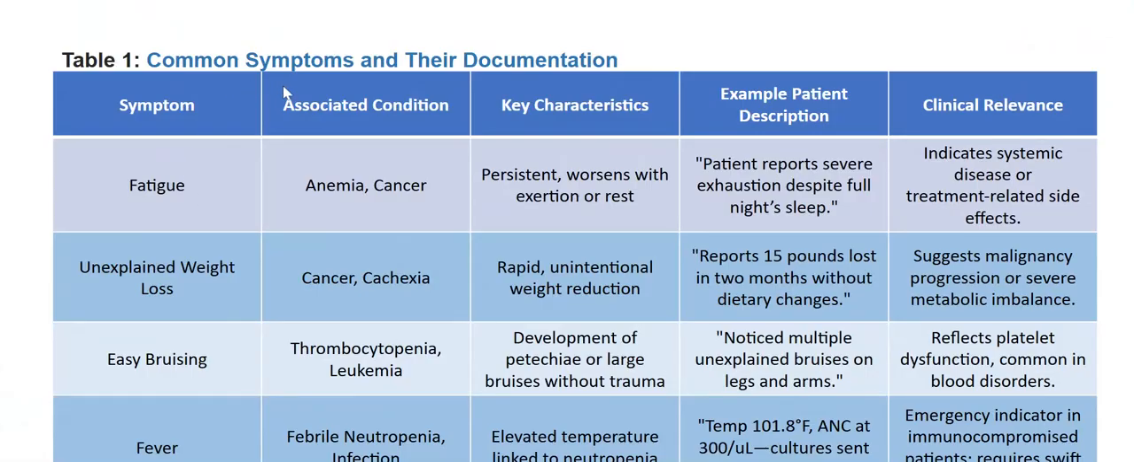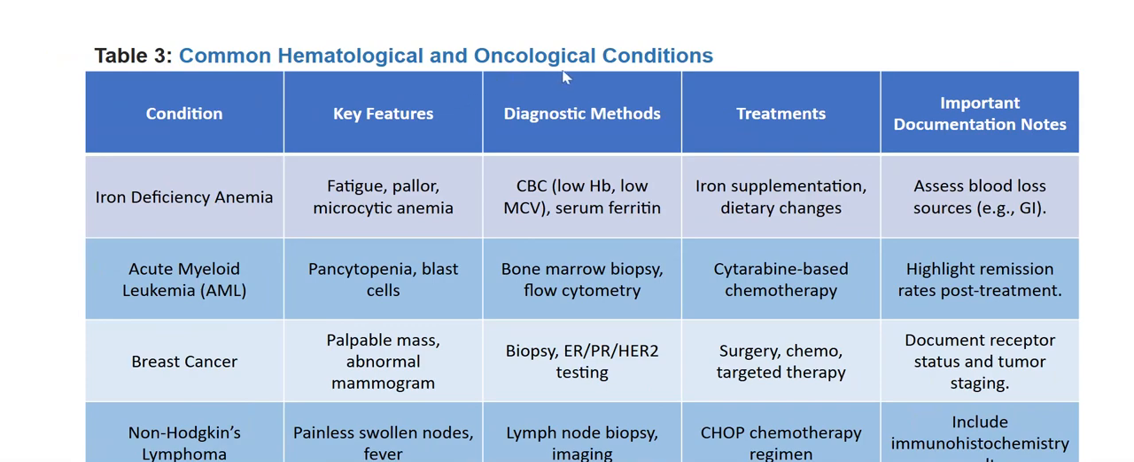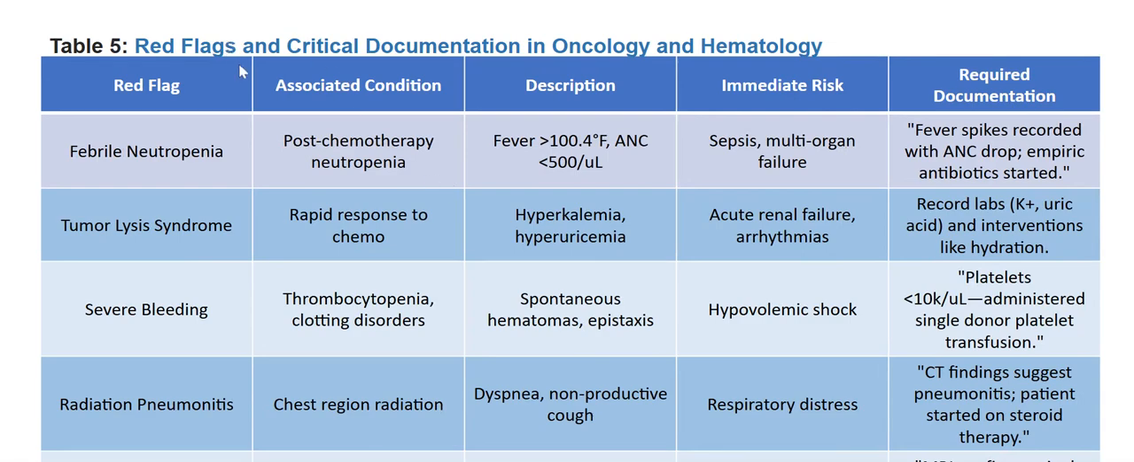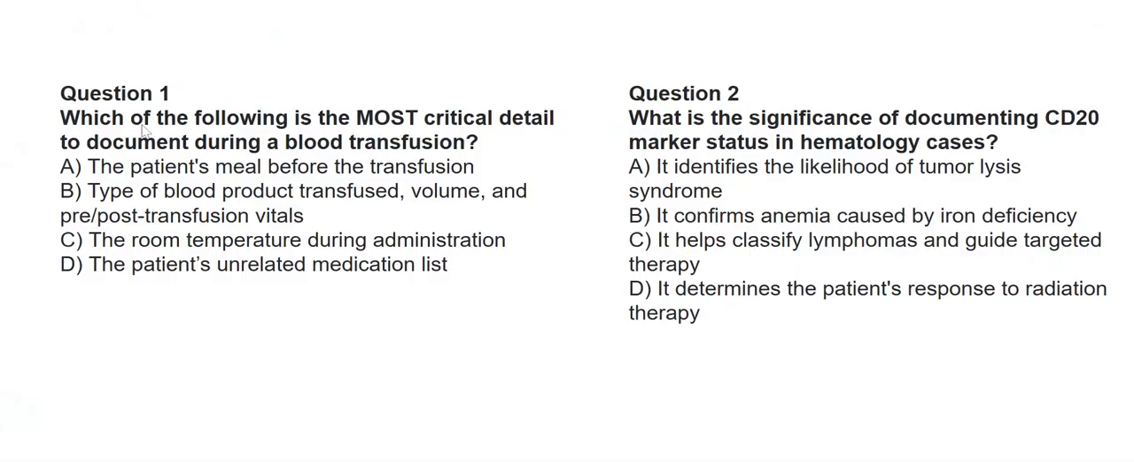Summary tables: table on common symptoms and their documentation, table on diagnostic tests and their clinical utility, table on common hematological and oncological conditions, table on common treatments in hematology and oncology, table on red flags and critical documentation in oncology and hematology. And then next we will revise what we have covered through this lecture via some MCQs, or multiple choice questions.